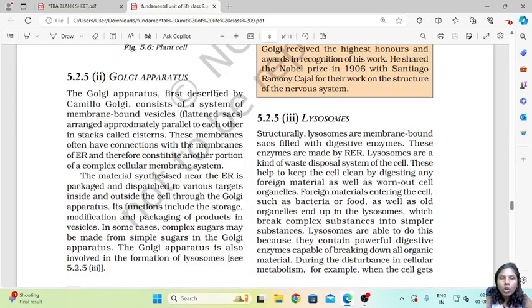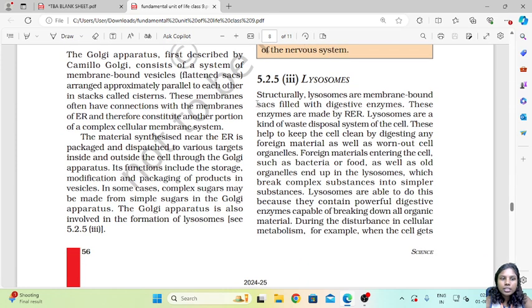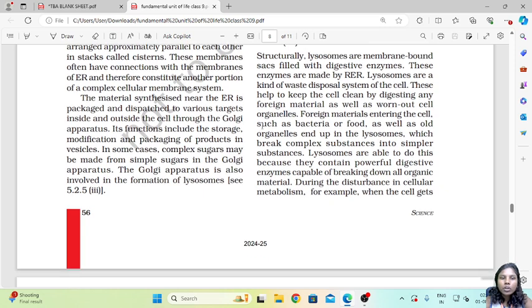Next, we spoke about the Golgi apparatus. We first said that it was described by Camillo Golgi, and it consists of membrane bound vesicles which are arranged approximately parallel to each other in stacks known as cisterns. These membranes often have connections with the membranes of the endoplasmic reticulum and therefore constitute another portion of the complex cellular membrane system. The material that is synthesized near the ER is then packed and dispatched to various targets inside and outside the cell through the Golgi apparatus.